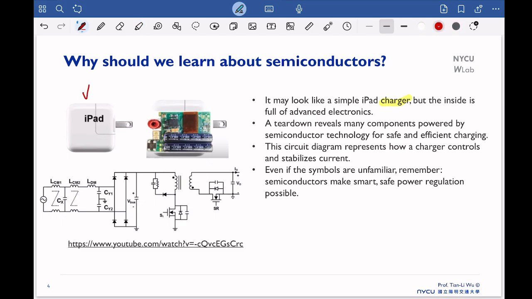This is a typical schematic for the iPad charger. And if you look at this, this is a teardown schematic to reveal that there are many components powered by this semiconductor technology. That gives us the most important, safe and also efficient charging.